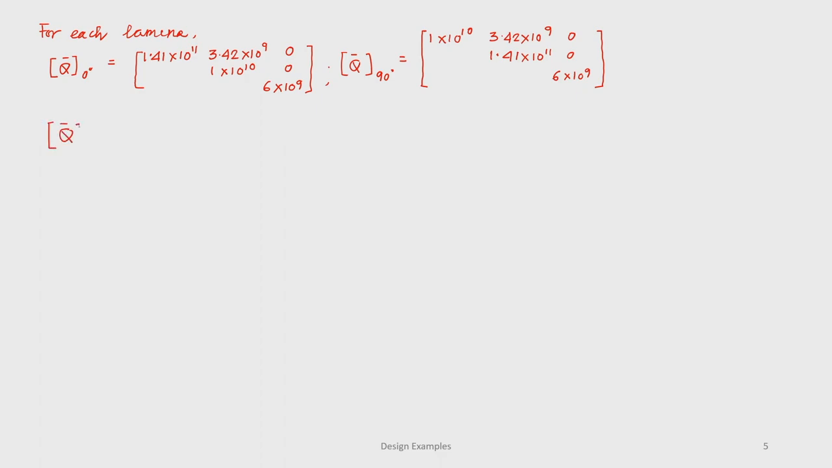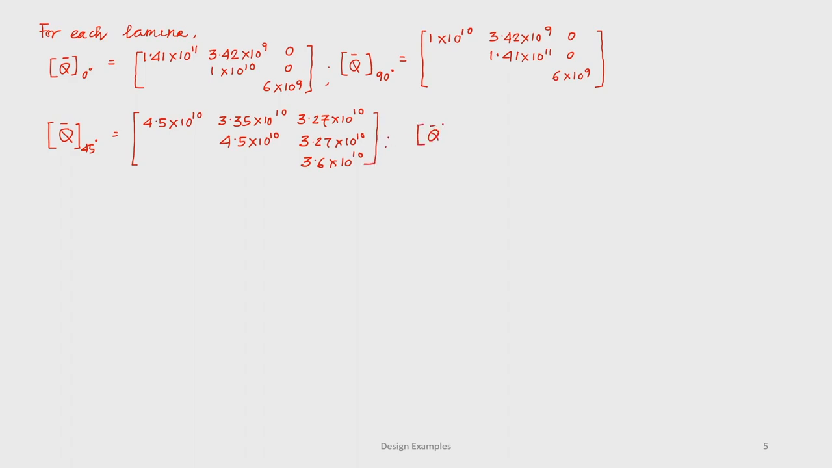45, Q bar plus 45: 4.5 into 10 to the power 10, 3.35 into 10 to the power 10, 3.27 into 10 to the power 10, same 4.5 into 10 to the power 10 and 3.27 into 10 to the power 10, 3.6 into 10 to the power 10. This is for plus 45.